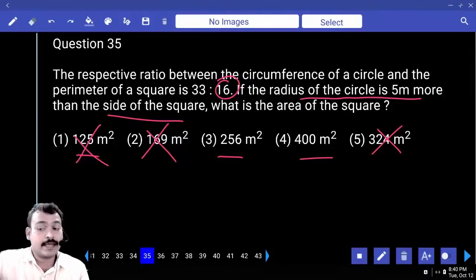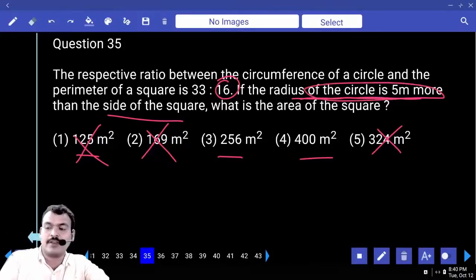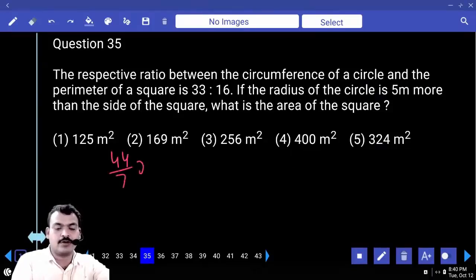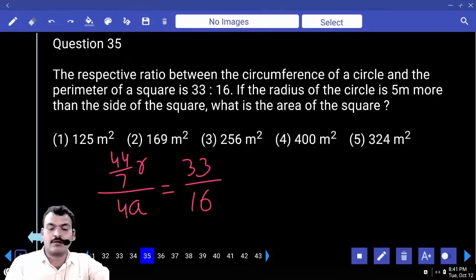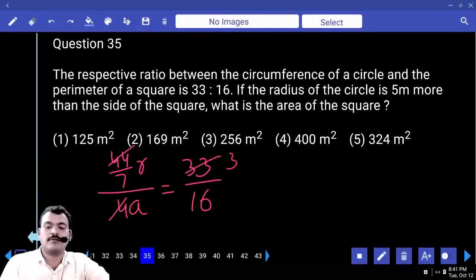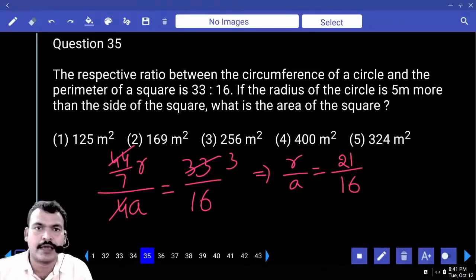Radius of a circle is 5 meters more than the side of a square. Just use the normal method. What is the difference given here? 5. What is the circumference of a circle formula? 2 pi r, which we write as 44 by 7 into r. What is the perimeter of a square? 4a. It is equal to 33 by 16. 4 times 11 is 44, and 11 times 3 is 33. Then r by a equals 21 by 16.